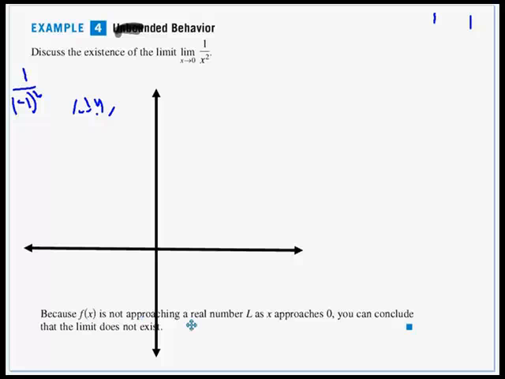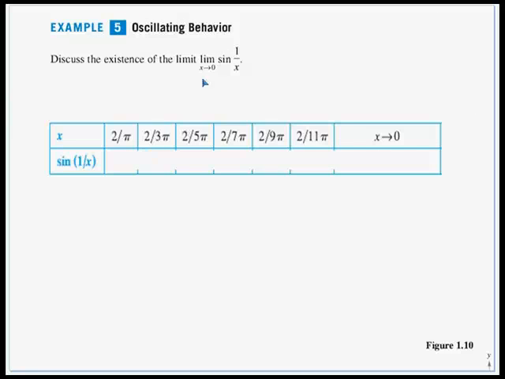Because f of x is not approaching a real number, again, L is a number on the y-axis somewhere, as x approaches 0, you can conclude that the limit does not exist. Okay, and our last instance of limits failing to exist occurs because of what is called oscillating behavior.